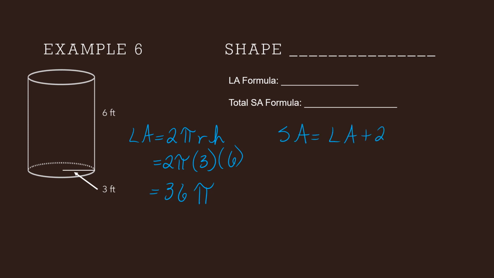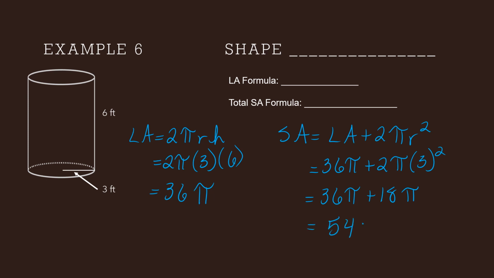Lateral plus 2 pi r squared. So 36 pi plus 2 pi 3 squared. So that is 54 pi. And there's my surface area.